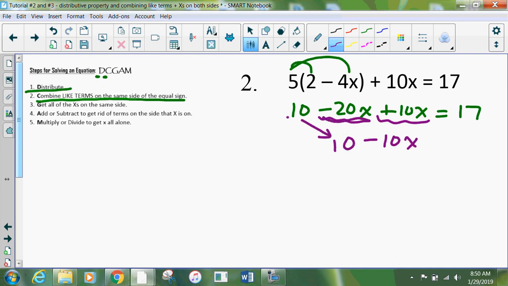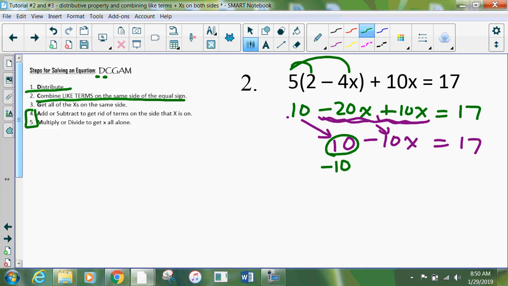And then I combine these two to make a negative 10x, and then I bring down the equal and the 17. All right, so now let's go ahead. I have a 2-step, so I can skip all the other steps and just go down to those last 2 steps. I know this looks a little different, but it still is that I've got to get rid of the 10. It's a positive 10. To get rid of it, I'm going to subtract the 10.